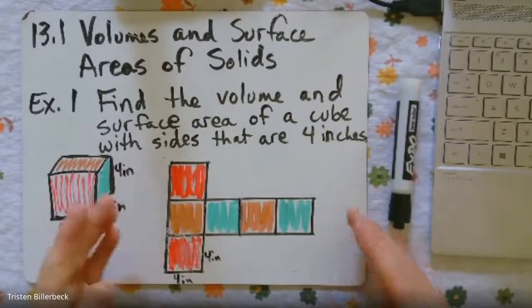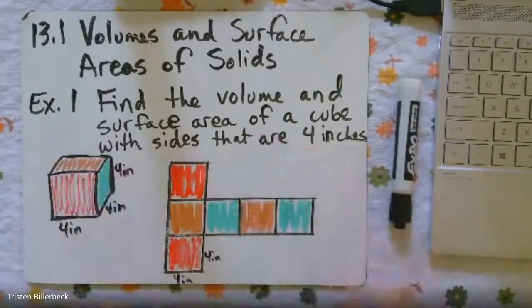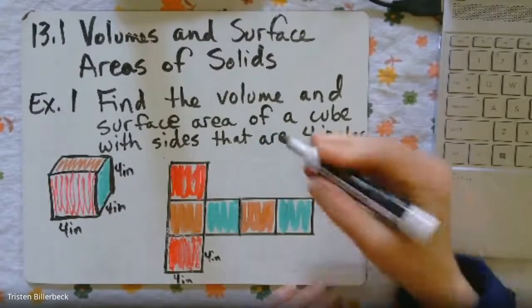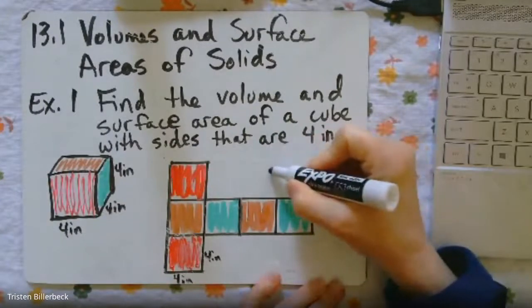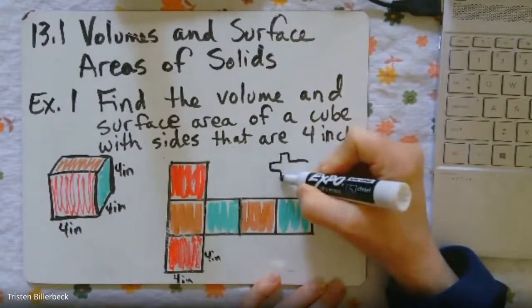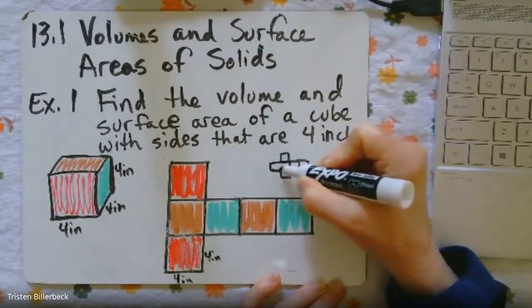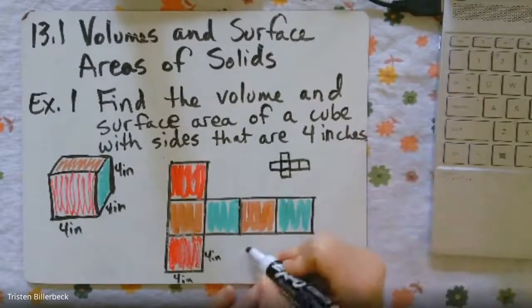Now this is an example of if we had cut the cube apart and laid it out. There's many different ways we could draw this. Here's a teeny example here. It could look like that as well. So there's a lot of different ways we could draw these. They're called nets.